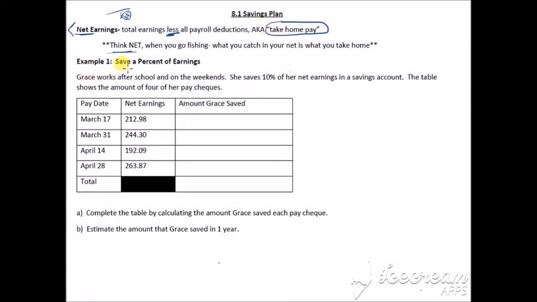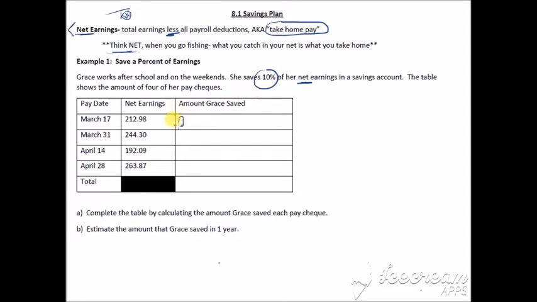So example number 1, save a percent of earnings. Grace works after school and on the weekends. She saves 10% of her net earnings in a savings account. The table shows the amount of 4 of her paychecks. March 17th, she got $212.98. March 31st, $244.30, and so on. What we're going to do first is complete the table by calculating the amount that she saved on each pay.